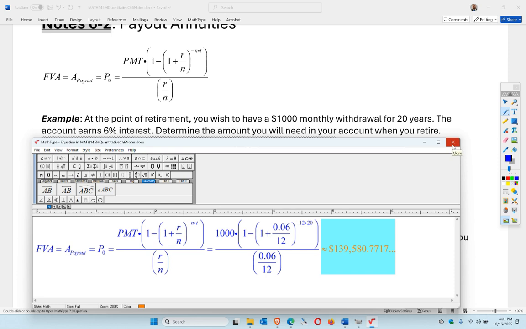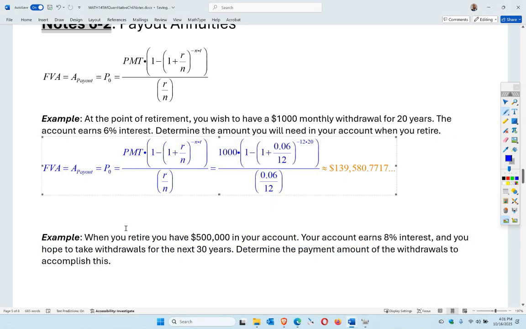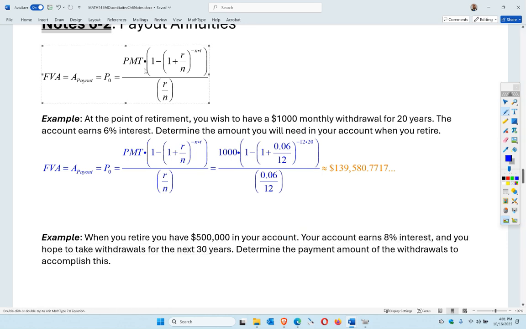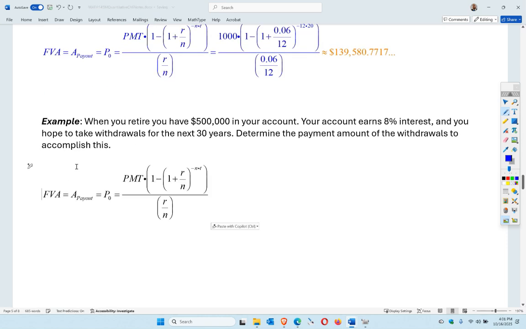Okay. So let's say when you retire, you have this amount, so you know what you have, right, in your account, and your account pays 8% interest. So you hope to take withdrawals for the next 30 years. So you can also wait and decide how many years you want to get paid out, whether it's 10, 20, or 30 at that point. So let's say you're somebody who has a lot of people live to 100, so you want 30 years of retirement money, right? How much are you going to get as a payment? Right? So I'm going to take this formula here and do what we did in the previous section and then just do a little bit of math here, right?